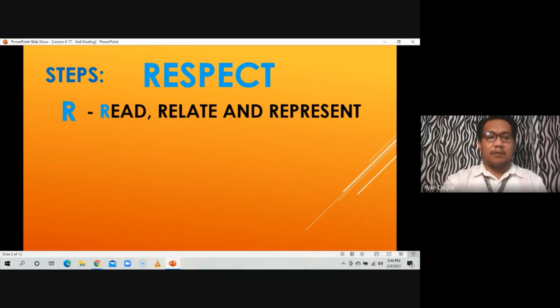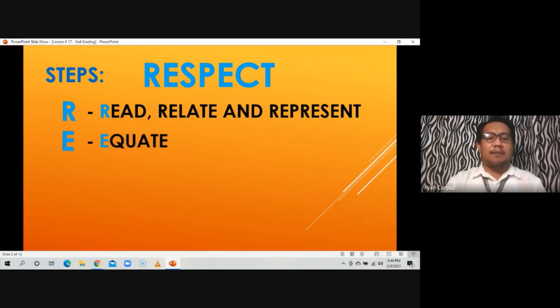After reading, relating, and representing, E will follow, and E stands for equate. That's the time that we are going to form the equation by going back to the problem itself. We read the problem word by word to form an equation. Since we are dealing with radicals here, the equation we form is what we call a radical equation. Then after equating, S will follow. That's the time that we are going to solve the given radical equation.